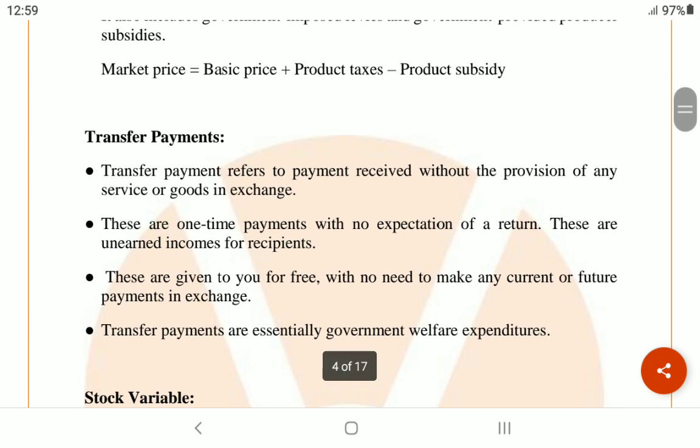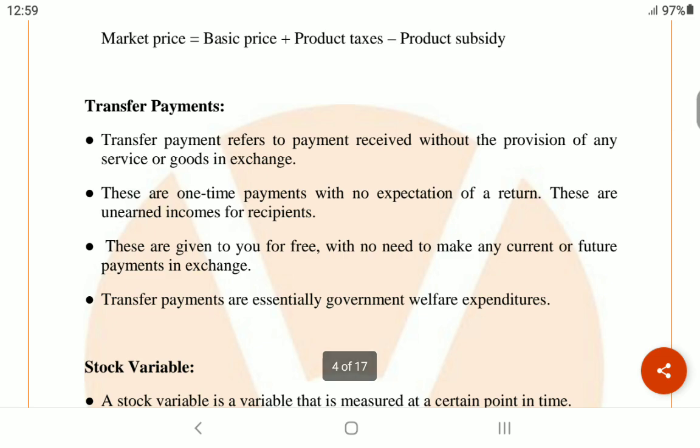Next is transfer payment. There are also 2 marks they can ask. Transfer payments refer to payments received without the provision of any goods or services in exchange. These are one-time payments with no expectation of return, and they are given to you for free with no need to make any current or future payments in exchange. You do not have to pay any money, whether now or in the future. Transfer payments are essential government welfare expenditure.